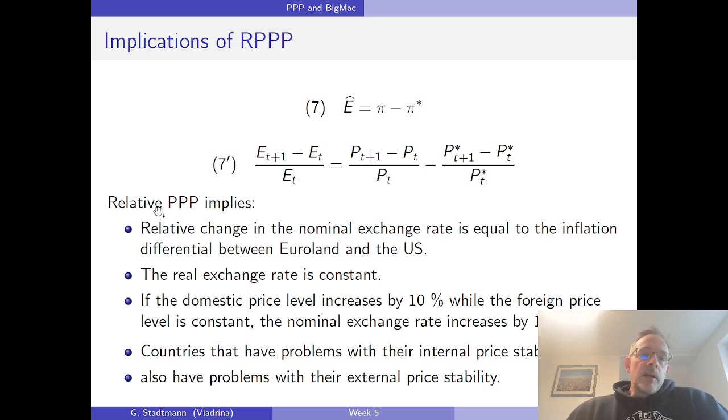So in case that relative purchasing power parity holds, countries which have problems with their internal price stability also have problems with their external price stability. So in case that the inflation rate is higher, then the domestic currency will depreciate.